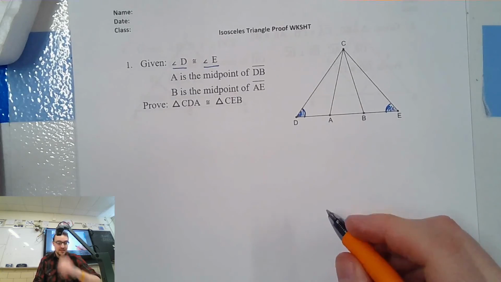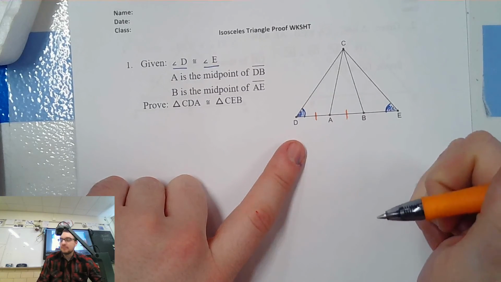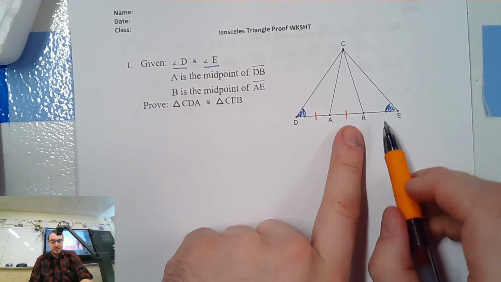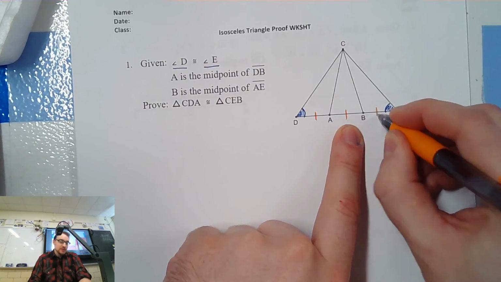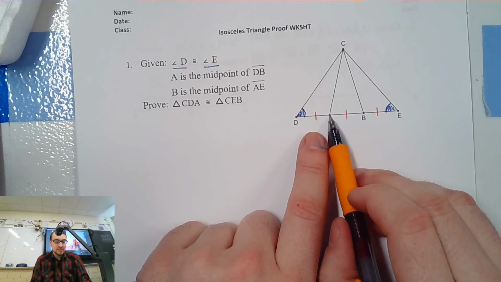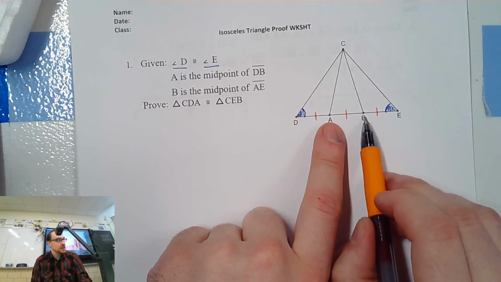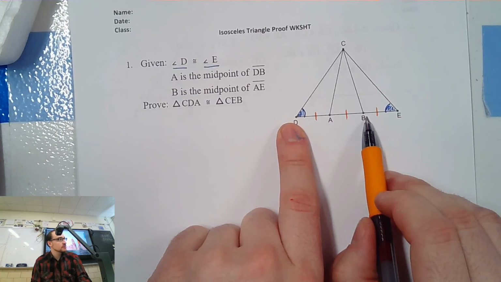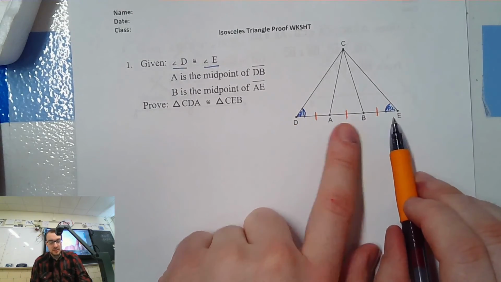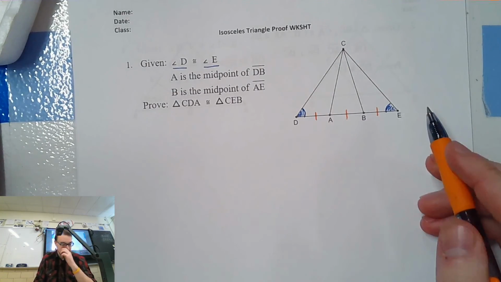So, if A is the midpoint of DB, that means these are congruent, right? Midpoint means cuts in half. B is the midpoint of AE, so that means these two halves are equal. So they're all equal. The entire DA is the same as AB, because A is the midpoint of DB. Are you talking about the angles or the lengths? Lines. B is the midpoint of AE, so if that's how long this one is, that must be how long this one is.